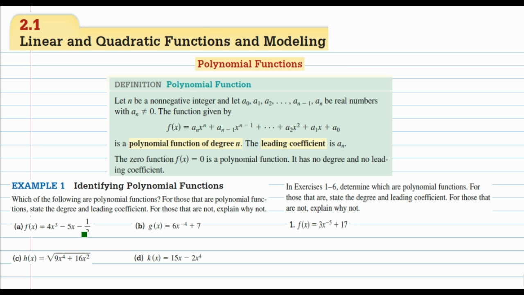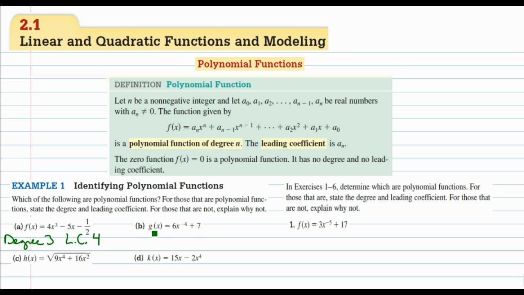So part A looks like a polynomial to me. 4x cubed minus 5x minus 1/2. There's no x squared term there, but that's just because its coefficient is 0. So it's like 4x cubed plus 0x squared minus 5x minus 1/2. So this polynomial would be degree 3, and its leading coefficient would be 4.